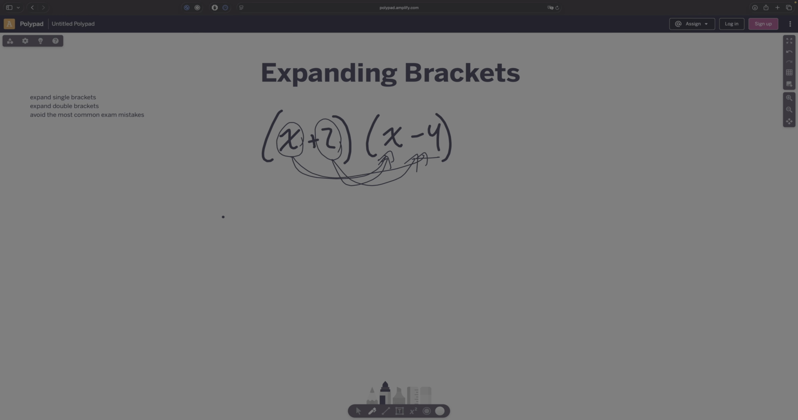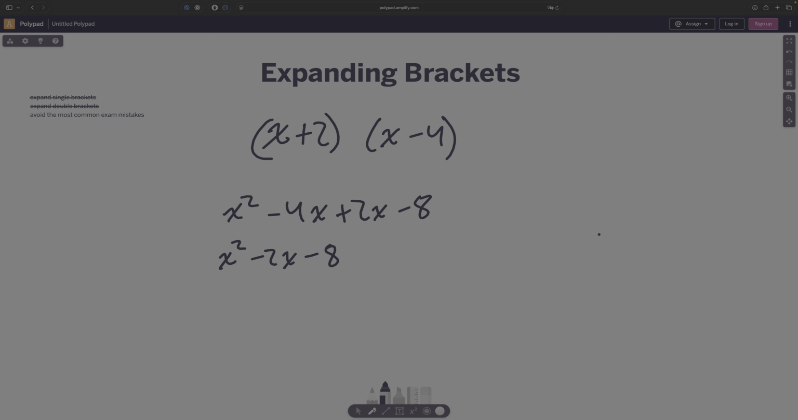So here that would be x multiplied by x, which is x squared, in addition to x multiplied by negative 4, which is negative 4x, in addition to 2 multiplied by x, which is 2x, plus 2 multiplied by negative 4. 2 multiplied by negative 4 is negative 8. And be very careful with negative numbers in exams, as this is a very common exam mistake. Finally, one last simplification we could do is negative 4x plus 2x, which is negative 2x. And we fill in the rest of our numbers.